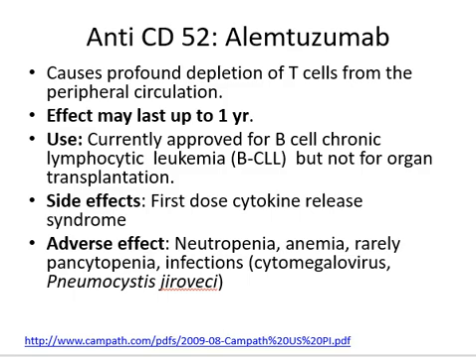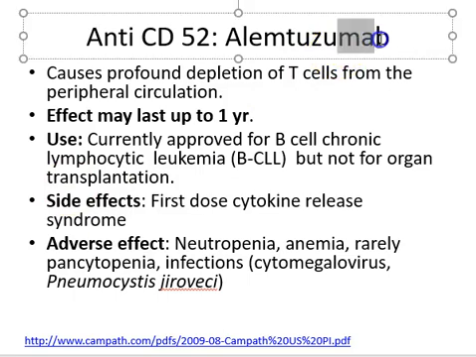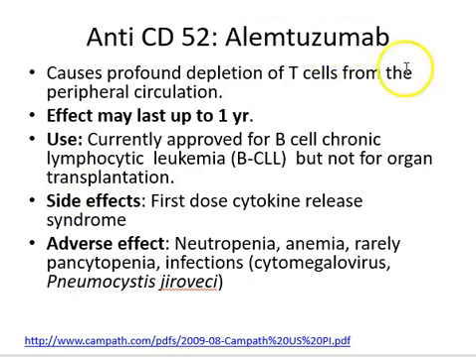And so the prototype T cell antagonist, or the prototypical T cell inhibitor, is an anti-CD52 molecule called alemtuzumab. And this monoclonal antibody, and we know it's monoclonal because they all have the same suffix, MAB, causes profound depletion of T cells from the peripheral circulation. Okay, and what's interesting is that this effect might last up to a year in some patients.